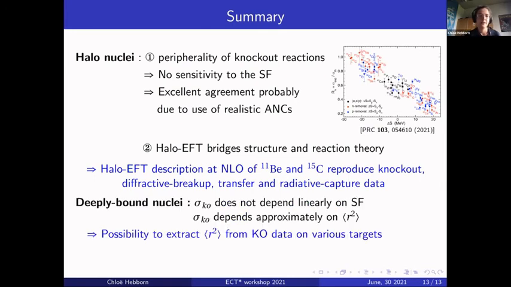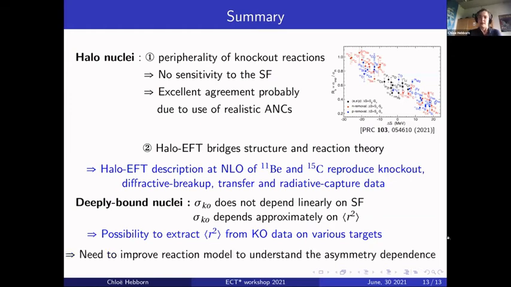For the deeply bound nuclei, our analysis showed that the cross-section does not depend linearly on the spectroscopic factor. It depends on it, but the relation doesn't seem linear. But it depends approximately on the mean square radius. And this actually suggests that we could extract the mean square radius from knockout data. And this doesn't help understanding what happens in this part of the plot. And I think that, as was also said yesterday, some improvements of the reaction model are still needed to understand from the reaction side what's happening for the knockout of more deeply bound nuclei. So with this, I thank you for your attention.